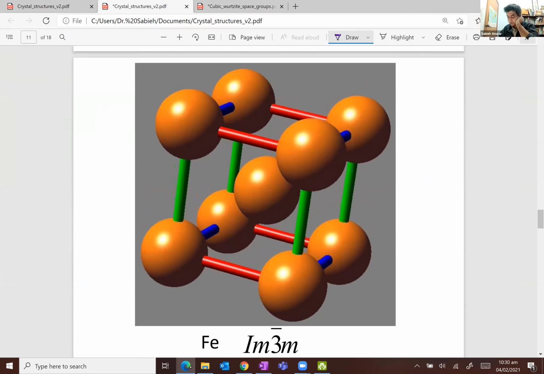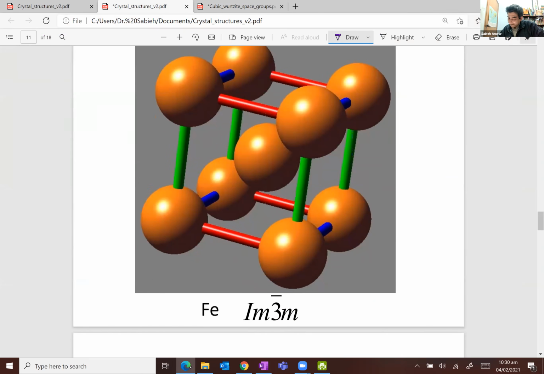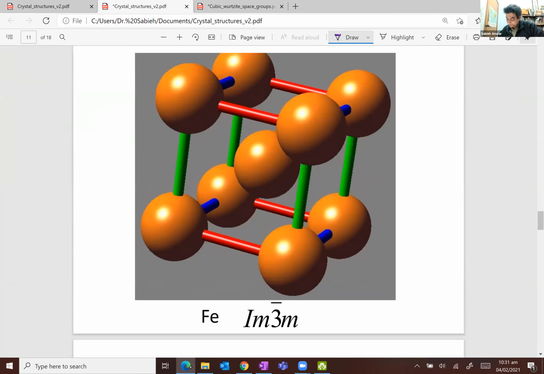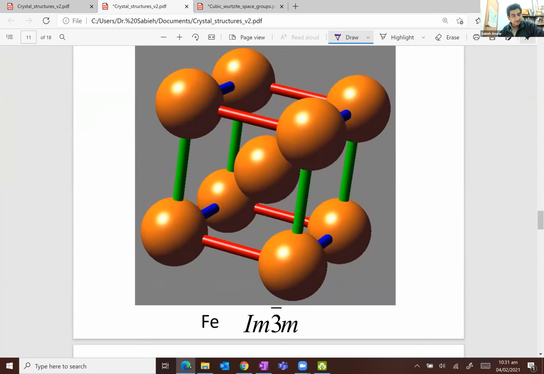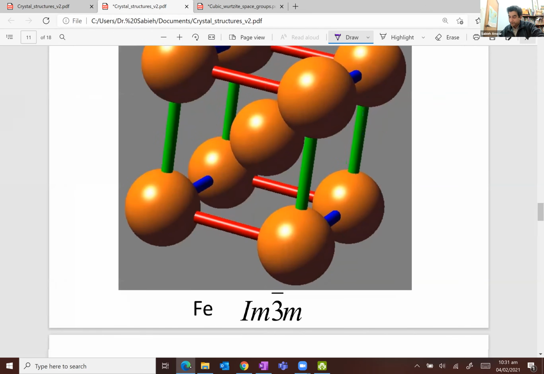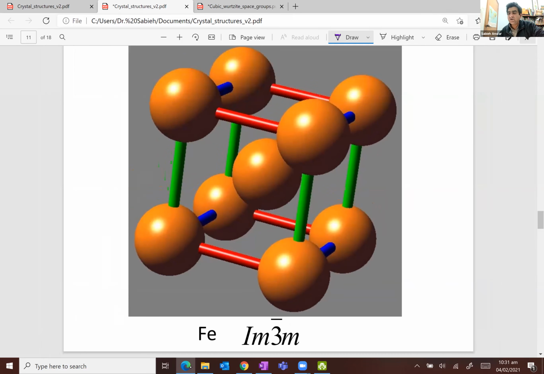So look at this structure here. This is the element iron. Okay, and iron belongs to the space group I M 3-bar M. So this is a very popular space group. Many elements and many compounds exist in this space group. First of all, by looking at the symbol of the space group, could you tell what kind of Bravais lattice it is?